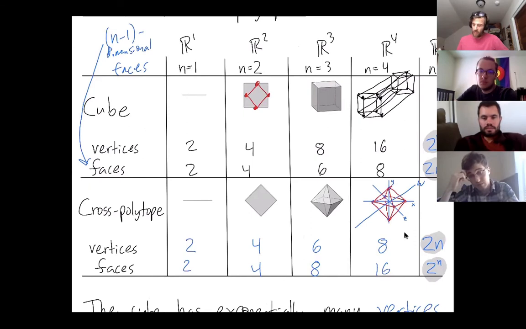Okay. And what did we get? We got the two-dimensional cross-polytope. Similarly, take the dual of the two-dimensional cross-polytope. For each face, put a vertex. And whenever two faces intersect, draw an edge. And we get the two-dimensional cube.